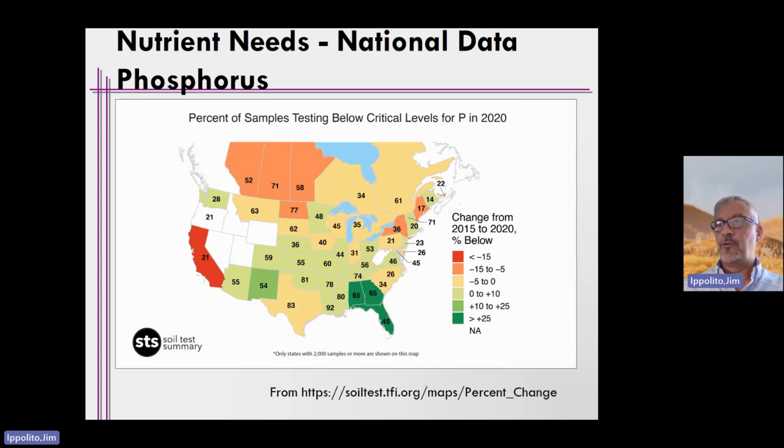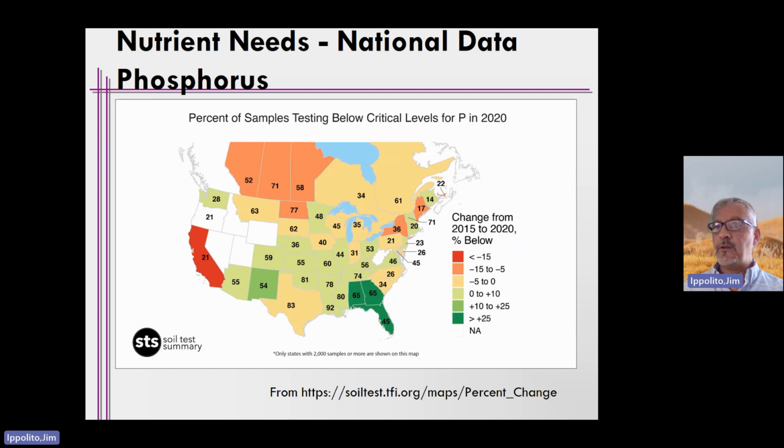So I want to share with you some graphs. These are some recent graphs taken from the Fertilizer Institute. This first graph or picture of the US shows you the nutrient needs of phosphorus across the US. This is a graph from 2020, and these are the percentages of samples tested within each one of these states that tested below the critical phosphorus level for plants within those states. And so what you see is quite a range, right? If you look back on the table I just shared with you, phosphorus was relatively even across the board in terms of low, medium, and high. But that's not really the story.